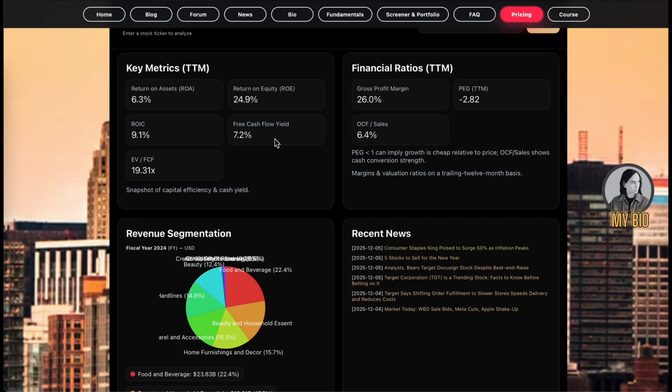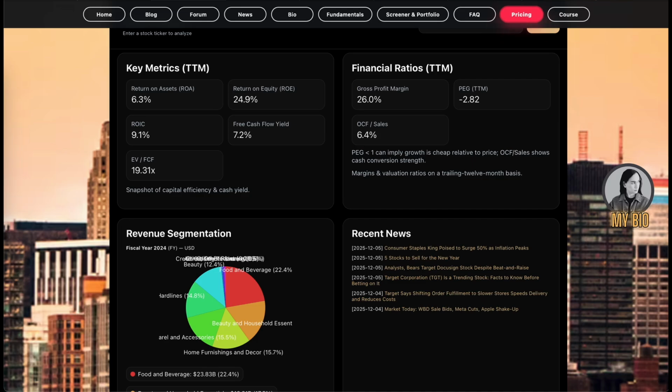Enterprise value to free cash flow, Walmart had 30. This one has 19. Amazing result. Financial ratio, gross margin is 26, slightly higher than Walmart, but almost the same. PEG ratio is lower than the Walmart. Operating free cash flow to sales is 6.4. Remember, Walmart had around 6.